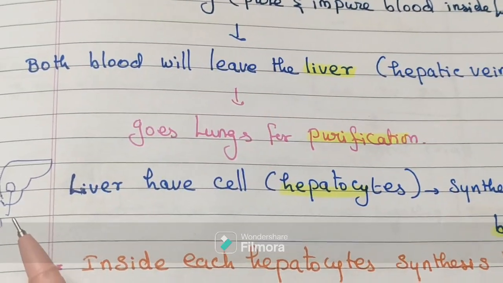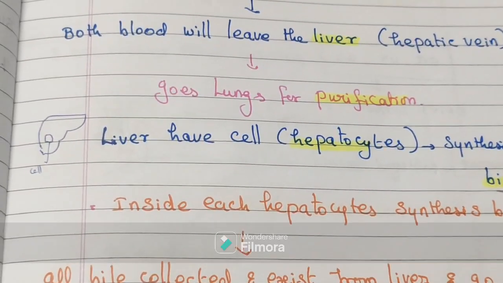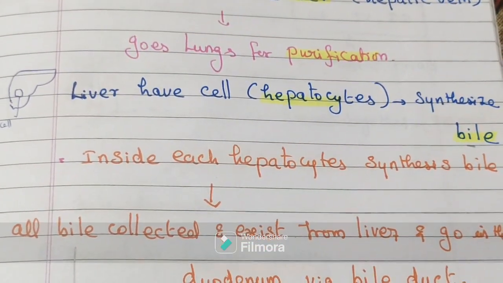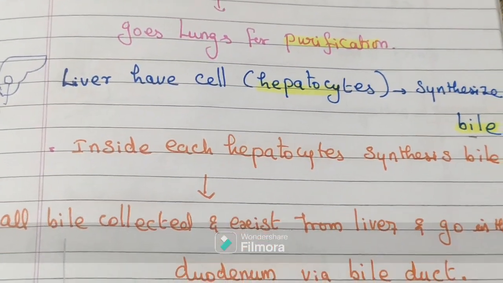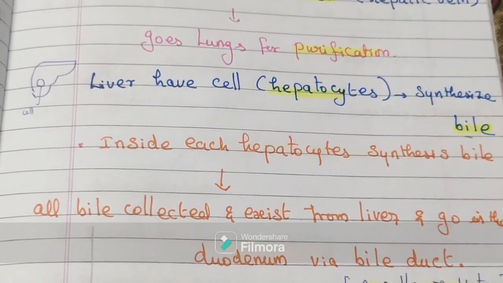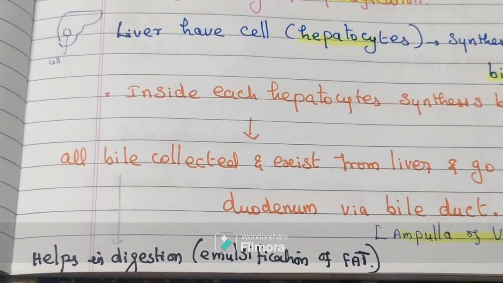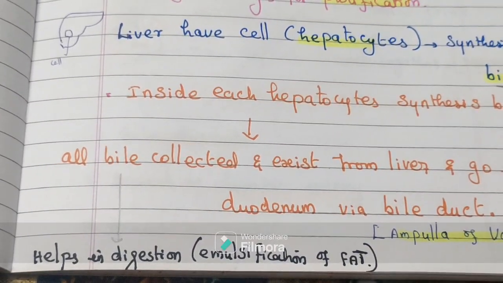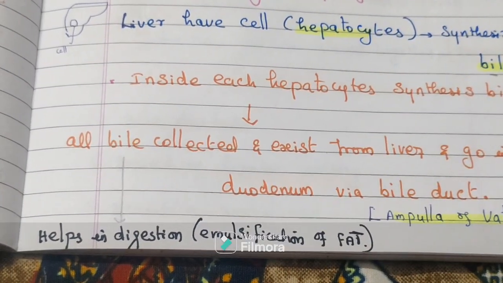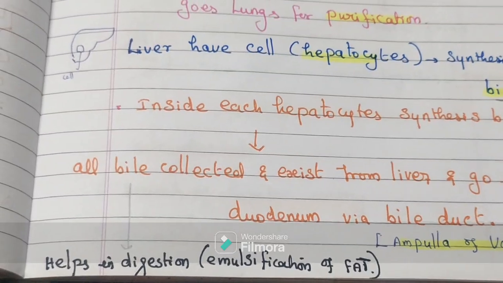In the liver, we have cells called hepatocytes. Hepatocytes synthesize bile in their cytoplasm. All the bile gets collected and exits the liver via the bile duct into the duodenum. The bile duct opens into the first part of the duodenum via the ampulla of Vater. This bile helps with digestion and emulsification of fat.